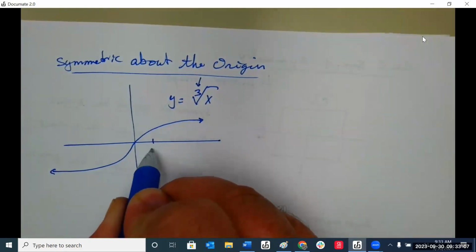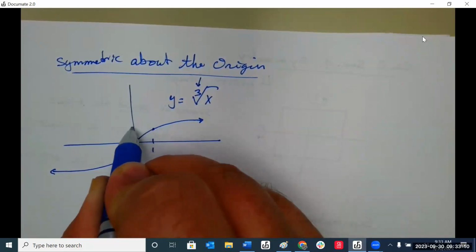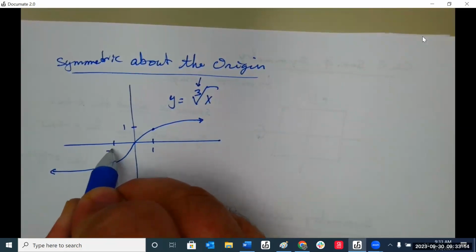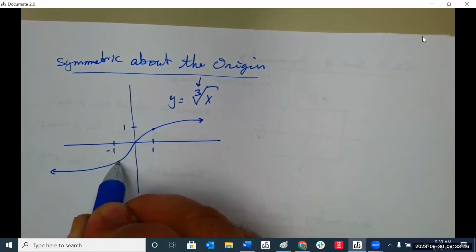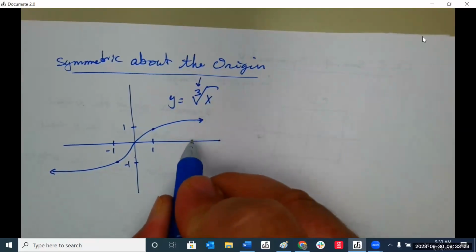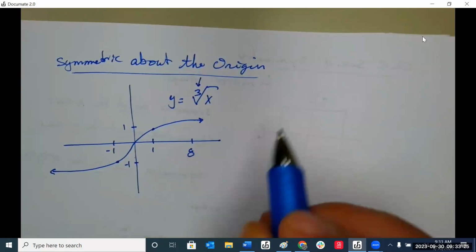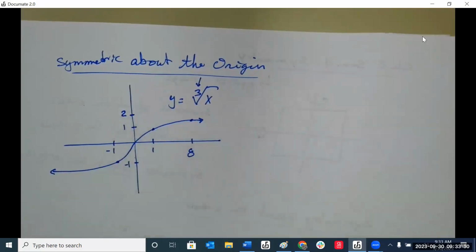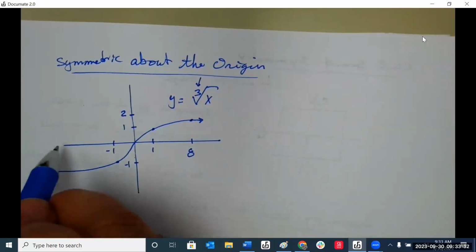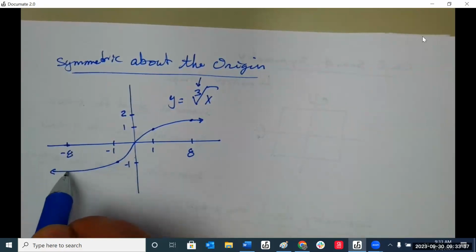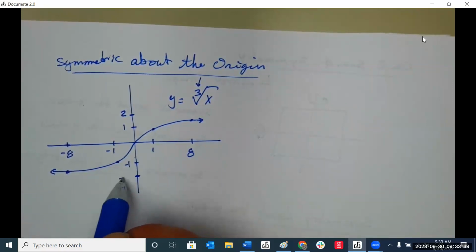So the cube root of 1 is 1. The cube root of -1 is -1. The cube root of 8 is +2. And the cube root of -8 is -2.